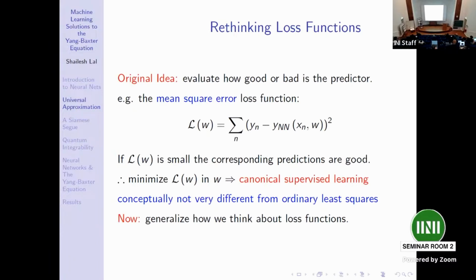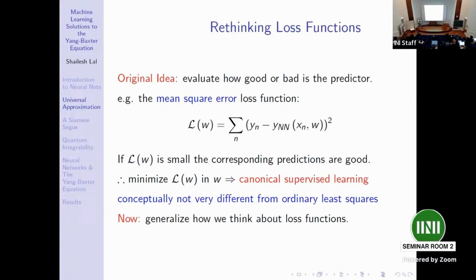And so that's the framework of canonical supervised learning. You minimize your loss function in your tunable parameters. And conceptually, of course, this is not very different from fitting a straight line through data that you observe. The only difference is that your ansatz, rather than being a straight line, is the set of functions that can be spanned by tuning the parameters of this neural network, right?